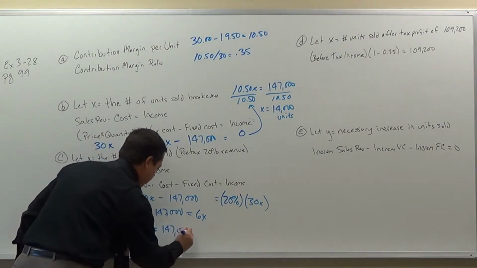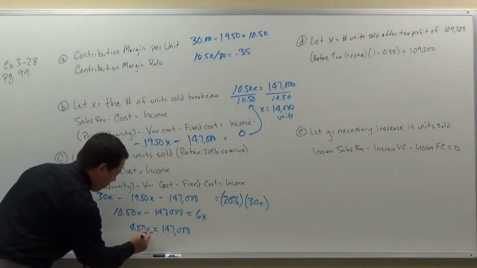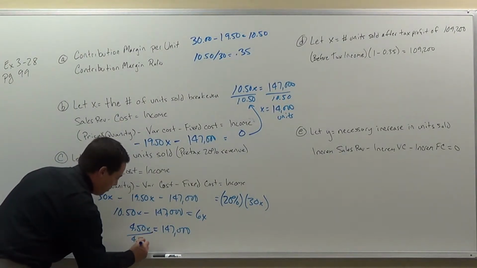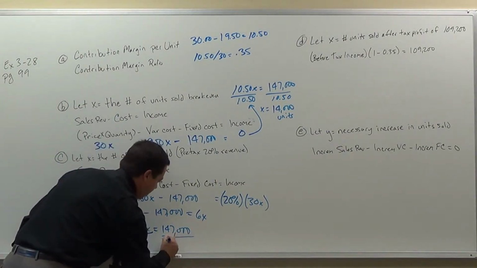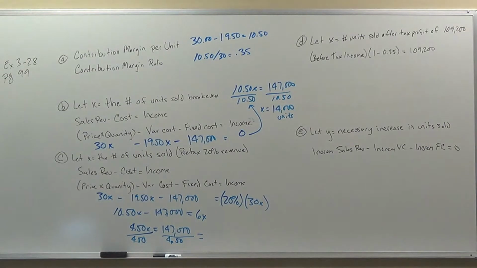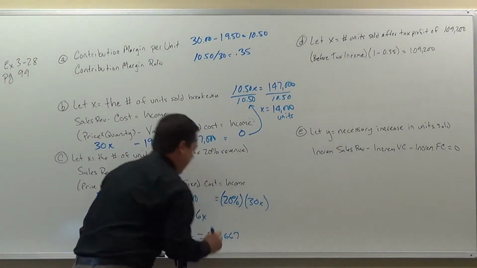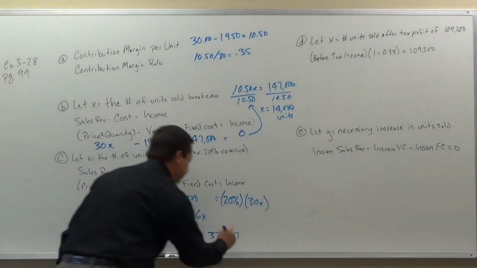And that gives me 147. So I have 450x divided by 147,000. So I'll divide both sides by 450. And then I will figure out what that's going to be for how many units I need to sell. Now, you can round this here. I think it should be 32,667. That's how many units we have to sell.